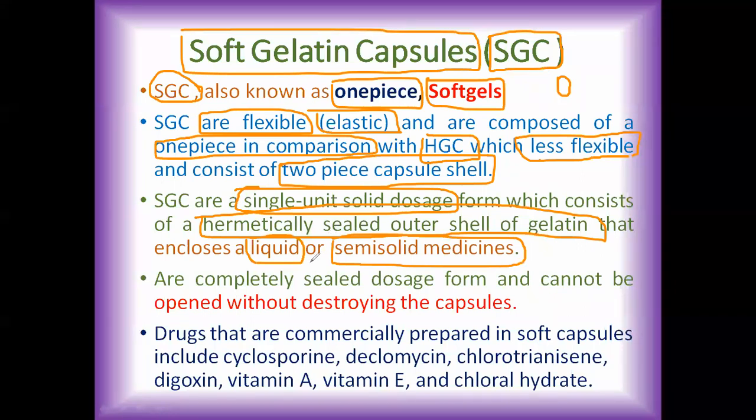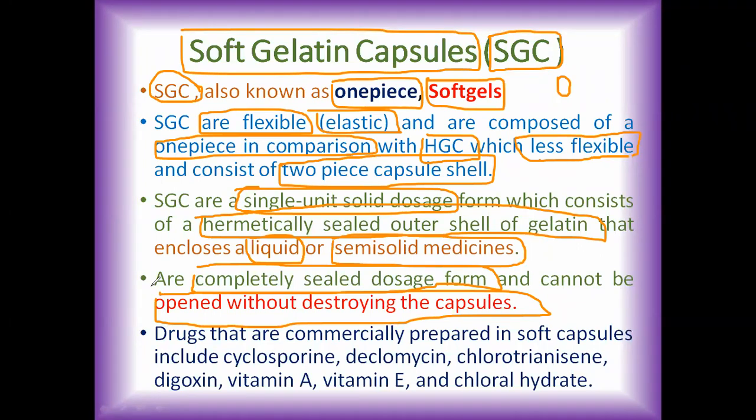And these soft gelatin capsules are completely sealed dosage forms, and we cannot open them without destroying the capsules. So this is one of the unique features of soft gelatin capsule. If tampering has to be done, you have to destroy the whole thing. Then only you can open the content of the capsule, as it is a completely sealed dosage form.